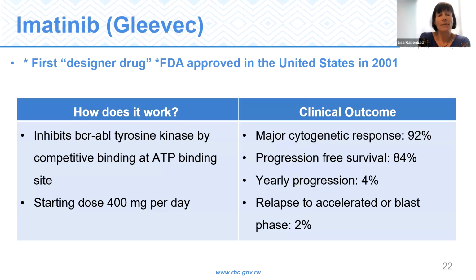So we start imatinib at 400 milligrams per day. About 92% of patients will achieve a major cytogenetic response, meaning when we test for that BCR-ABL gene protein, we can't see it anymore. The progression-free survival is 84%. Yearly progression is about 4%, and only 2% relapse to the accelerated or blast phase.